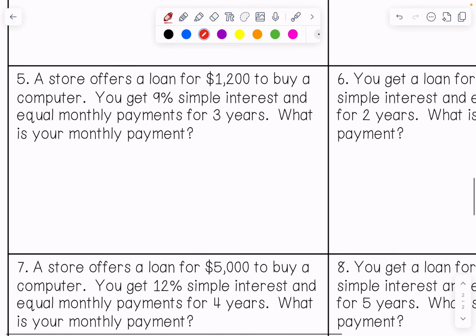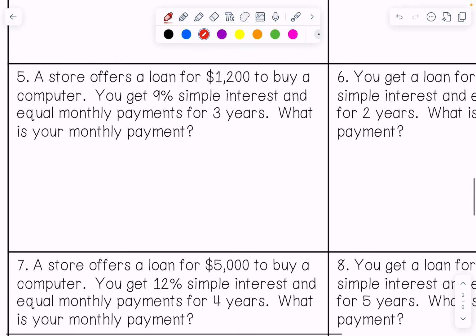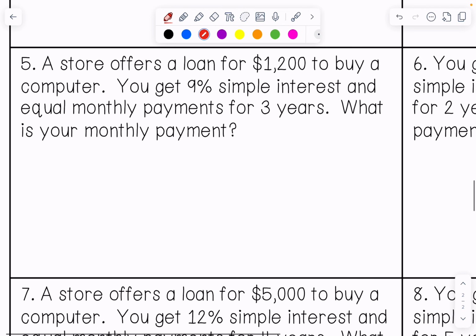Last type of problem that I want to look at right now is a monthly payment one. So when we read this problem, a store offers a loan for $1,200 to buy a computer. You get 9% simple interest and equal monthly payments for 3 years. What is your monthly payment? This is going to be a multi-step problem.